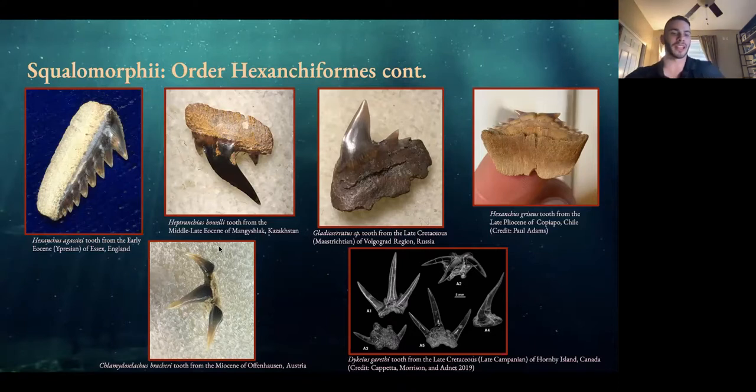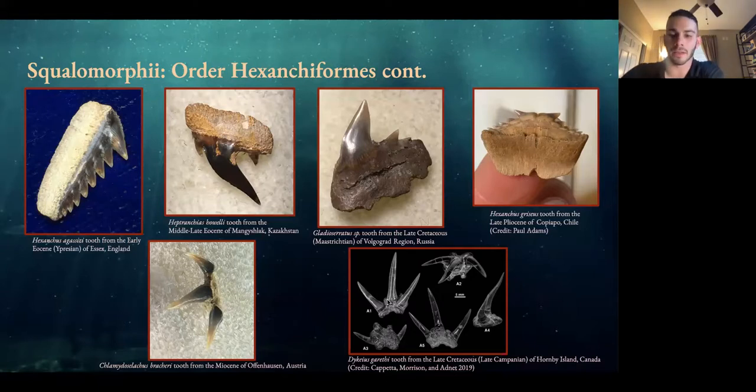So you have the chlamydoselachoids next, which have, in my opinion, even more fascinating teeth. These are reminiscent of the Paleozoic sharks, or chondrichthyans, not true sharks, the cladodonts, with these prong-like cusps. Chlamydoselachus has intermediate cusplets as well. This is Chlamydoselachus bracheri from the Miocene of Austria, and these are extremely rare sharks to find fossils of, mainly because these are, again, deep water species, and they're also quite fragile as well.